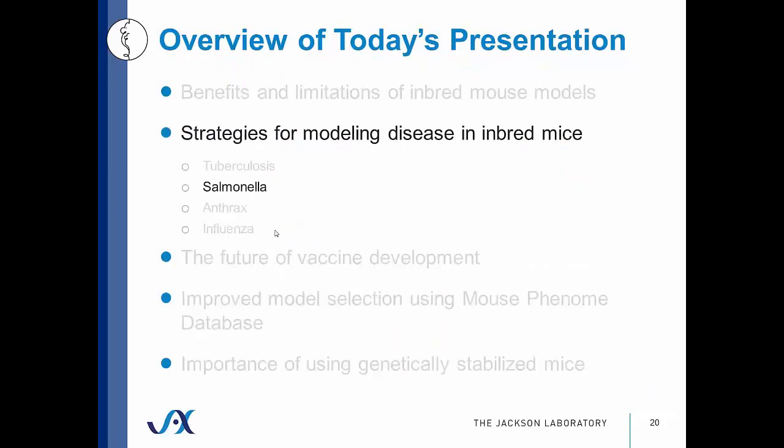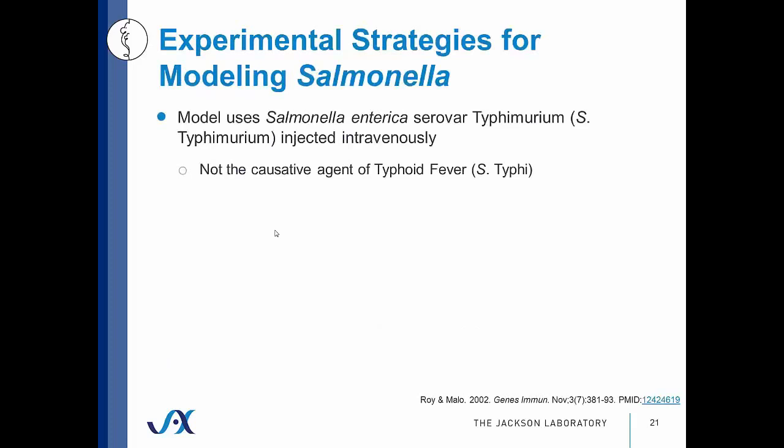So now that we've seen some examples from tuberculosis infection, let's also look at salmonella. Salmonella is a major health problem in many developing nations, and it causes gastroenteritis, typhoid fever, and non-typhoidal salmonella bacteremia. There's currently no effective vaccine available, so mouse models can be used to better understand this disease and develop new vaccines for it. And actually, towards the end of our talk today, I'll show you an example of salmonella infection and vaccine development using inbred strains.